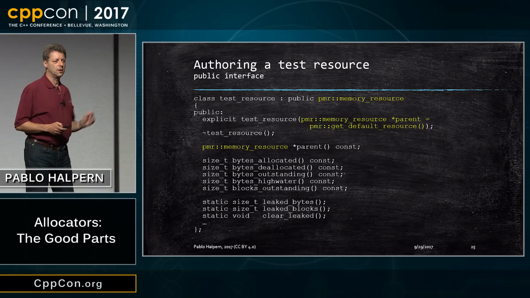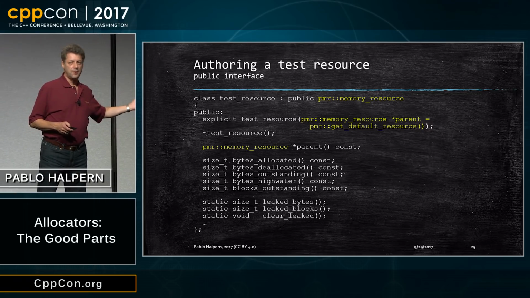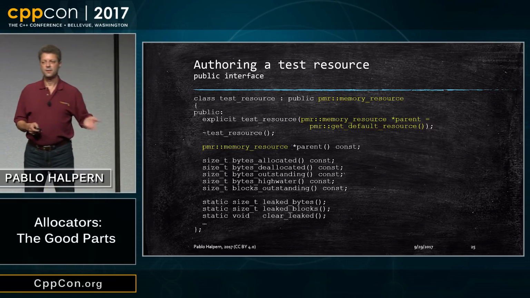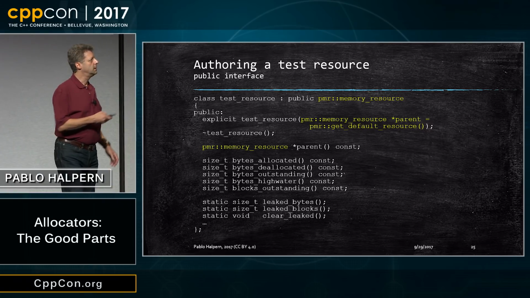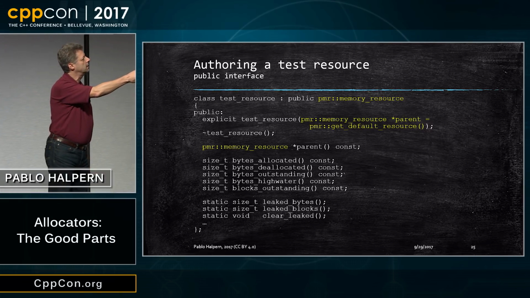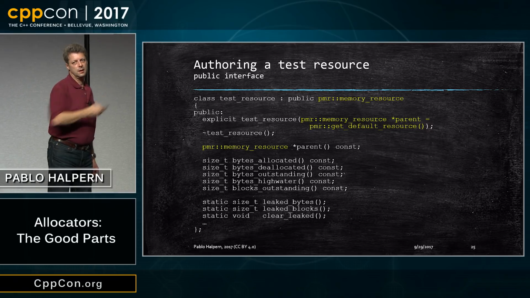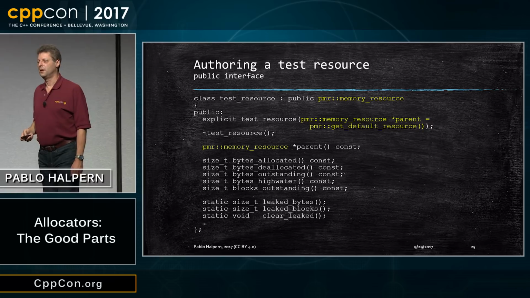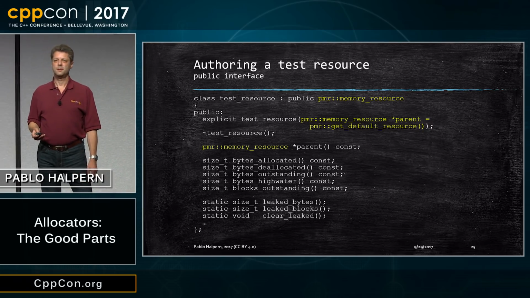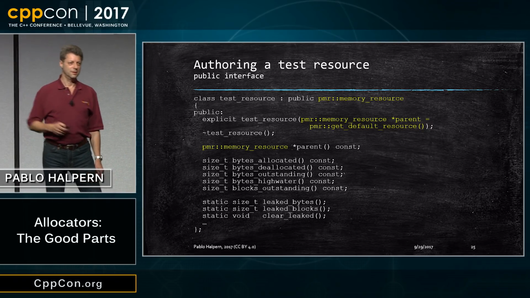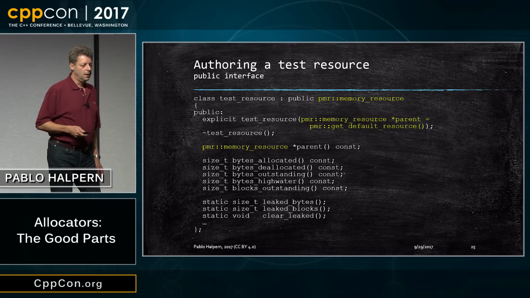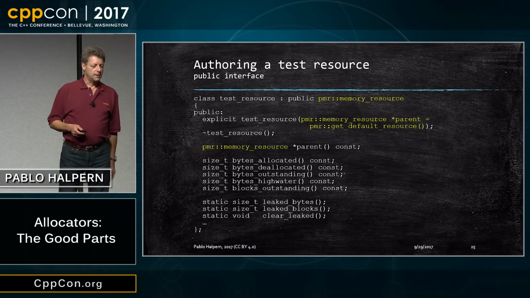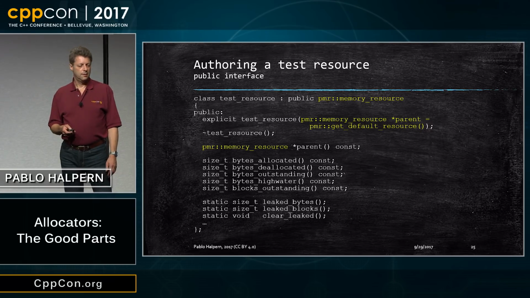So there's upstream resource. So it's going to get its memory from this resource that's provided, and by default we get the default memory resource, which is this namespace scoped function up here that returns the current default memory resource, which is usually the only default memory resource, which is the new delete resource. We don't care about the destructor too much. We have a function that returns the parent or the upstream resource. And then we've got our statistics functions.